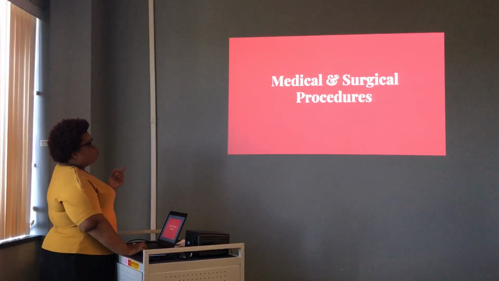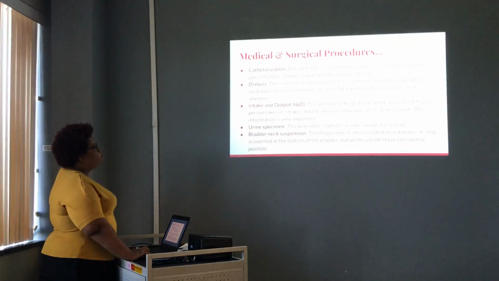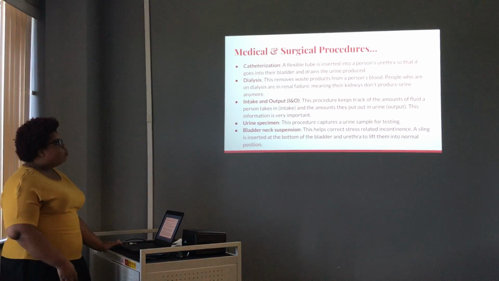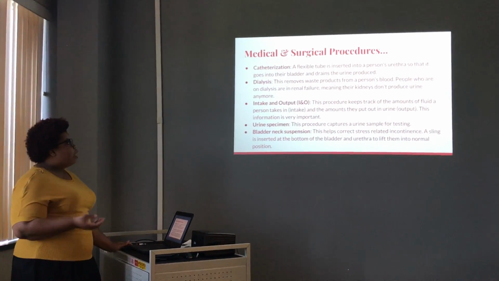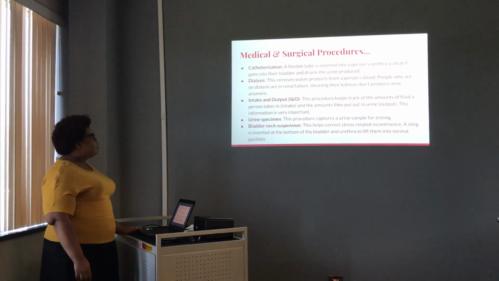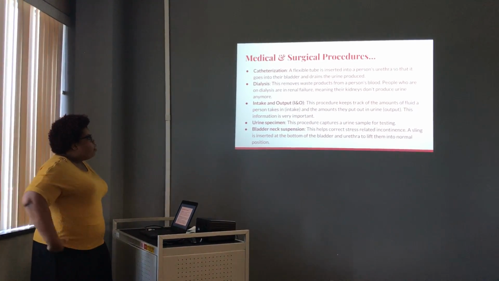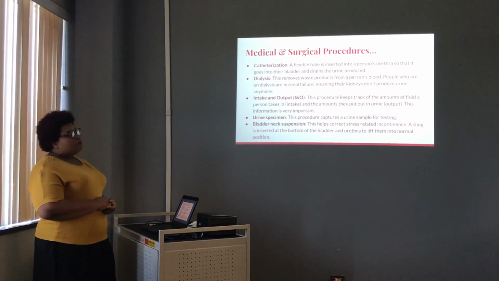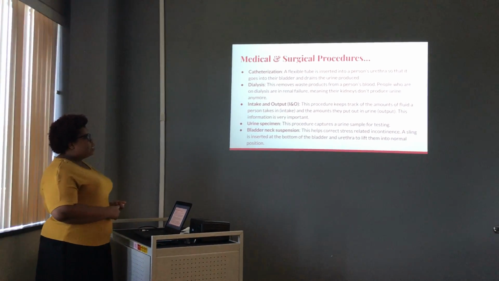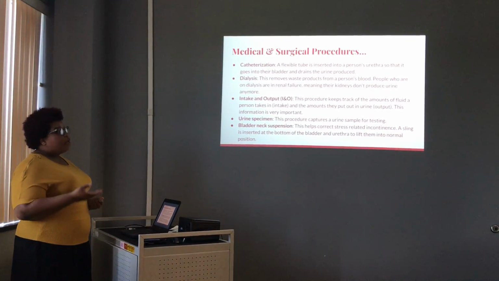These are next medical and surgical procedures associated with the urinary system. So first we have catheterization, which is a flexible tube that is inserted into a person's urethra so that it goes into their bladder and drains out urine produced. Dialysis removes waste products from a person's blood. People who are on dialysis are in renal failure, meaning their kidneys do not produce urine anymore. Intake and output. This procedure keeps track of the amounts of fluid a person takes in and the amounts they put out in urine output.